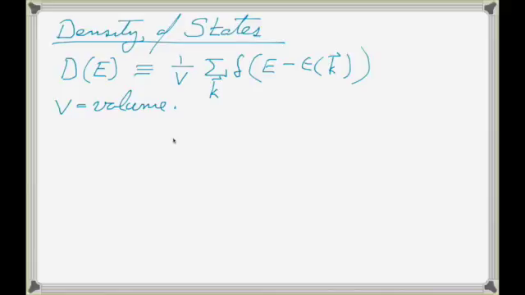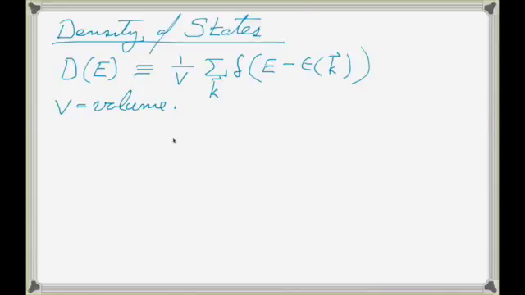And what are the units of the delta function? Well, what are the units of the argument of the delta function? Energy. So if the units of the argument are energy, what are the units of the delta function itself? 1 over energy. Yeah, the unit of the delta function is always 1 over the unit of the argument.